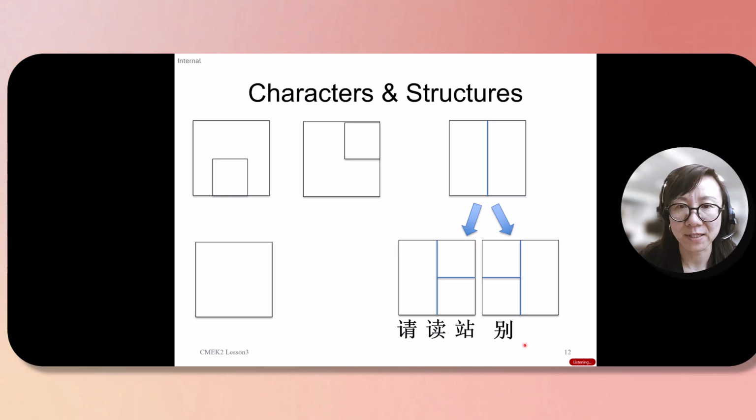With the first example, 别, the don't radical, right? Don't. On the left hand side, we can see there's a 竖钩, right? So this is actually its radical, 竖钩. It's a vertical knife. It's a vertical knife.